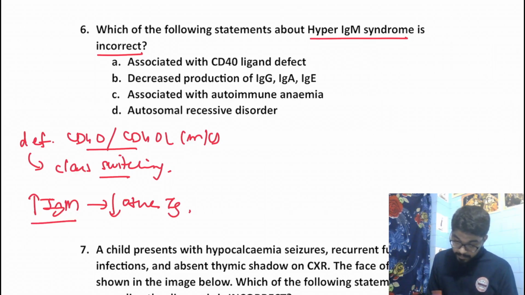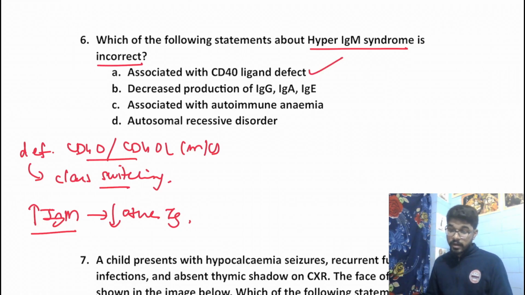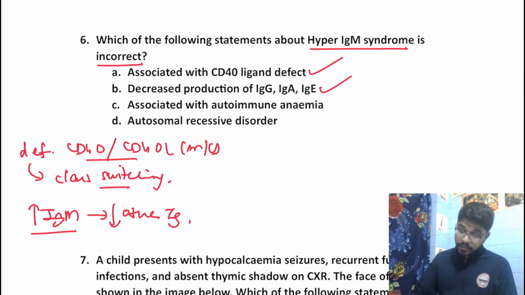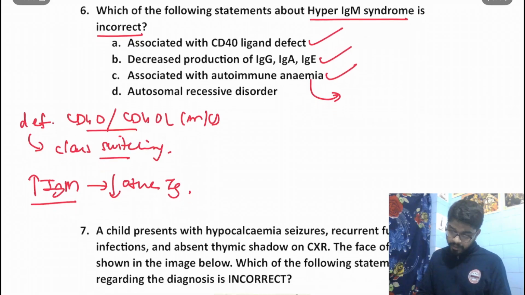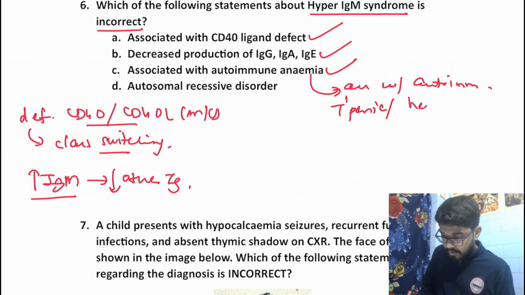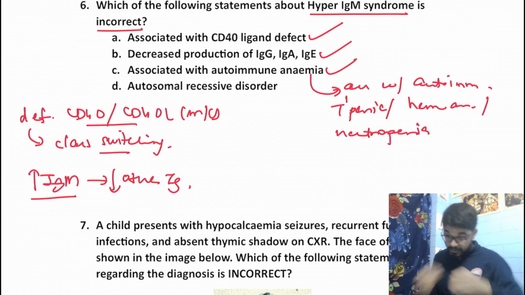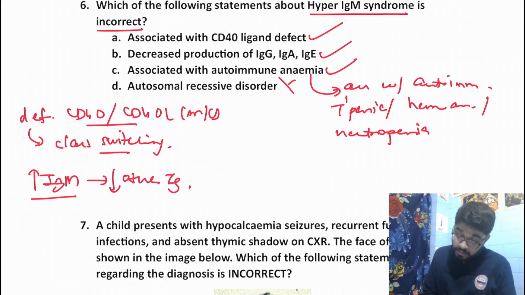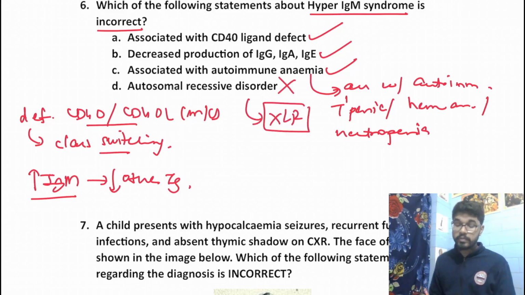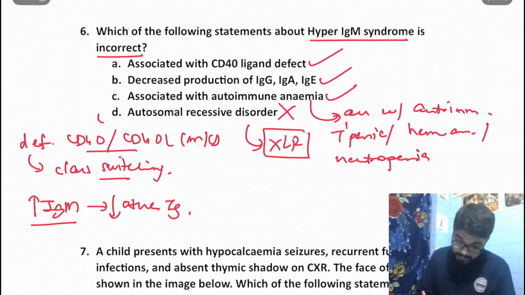Okay. So let's have a look into the options. Associated with CD40 ligand defect, yes. Decreased production of IgG, IgA and IgE, yes. Associated with autoimmune anemia, that's a true statement. Remember that due to excess production of IgM, it is associated with autoimmune thrombocytopenia, autoimmune hemolytic anemia, and also autoimmune neutropenia. An autosomal recessive disorder? No, this is not an autosomal recessive disorder. This is an X-linked recessive disorder. Hyper IgM syndrome is an X-linked recessive disorder. So our answer would be D.